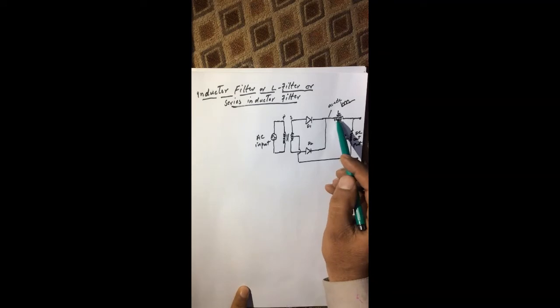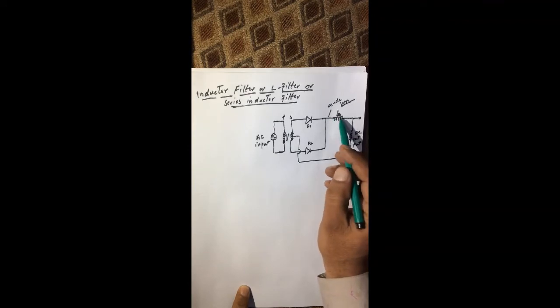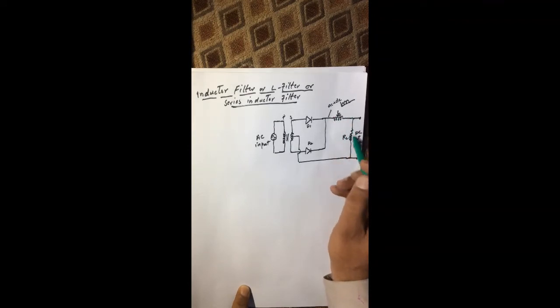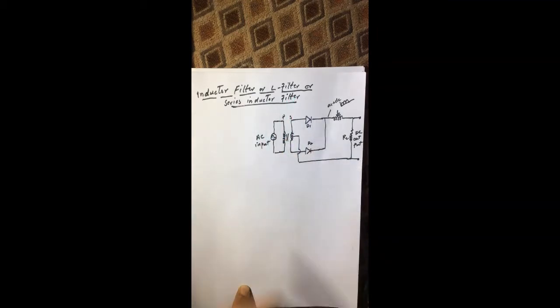So here we introduce, or connect, this inductor, which is represented by this L. This is the symbol for the inductor. This inductor is connected in series with this load resistance. The current flowing through this inductor will pass through this load resistance, and across this load resistance we can calculate the DC output. So this is the circuit diagram of the inductor filter or L filter.